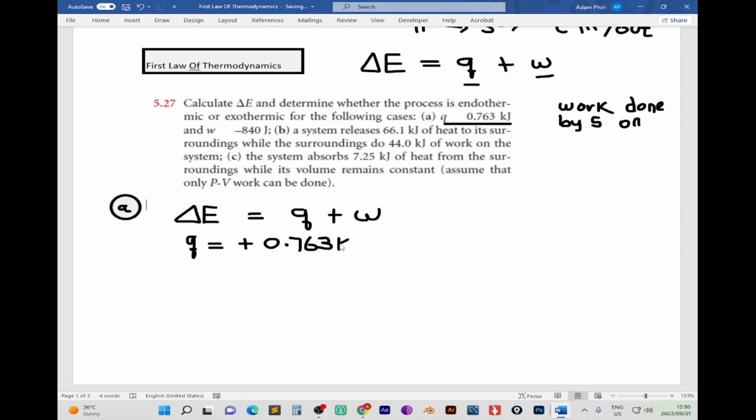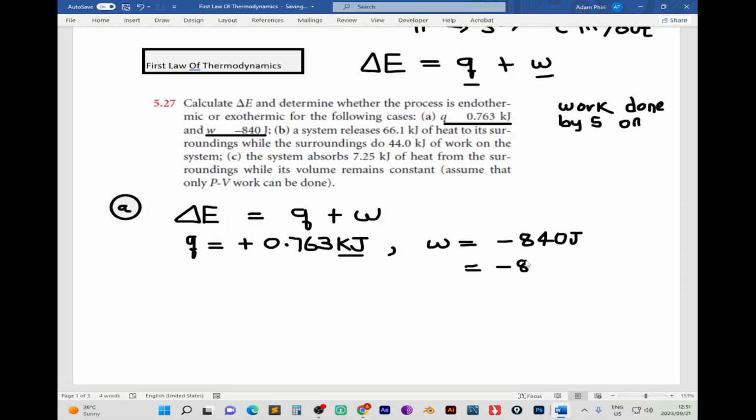So the given fact is Q is 0.763 kJ. And then we find what other information we have for W, which is the work done by or on the system. W is -840 J. So the unit is J, not kJ. In most cases the energy has to be in kJ. It's not specified, but that's the standard, so we have to convert the work.